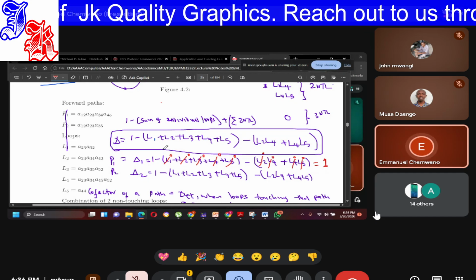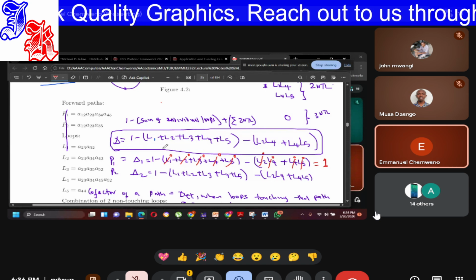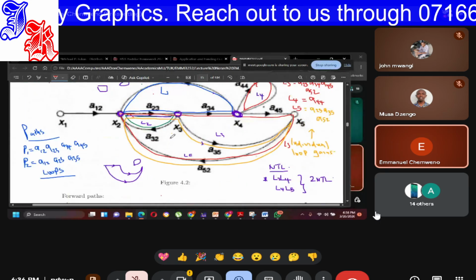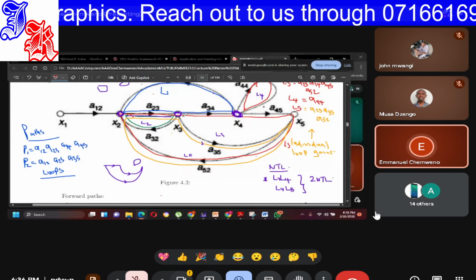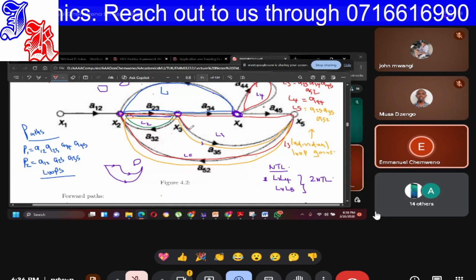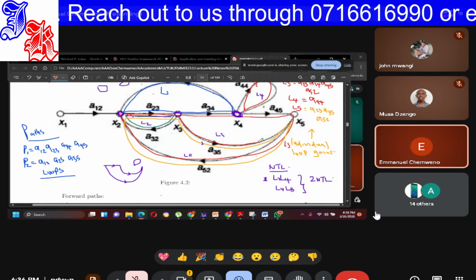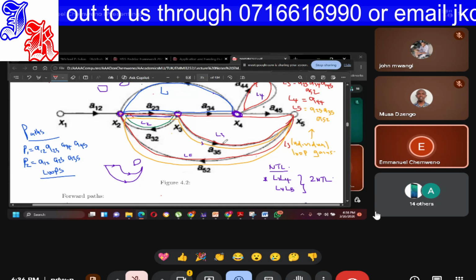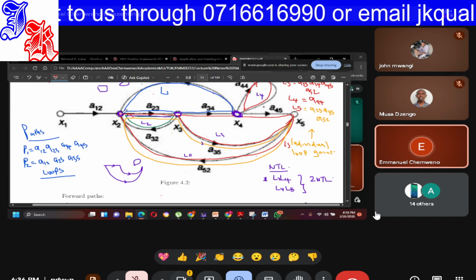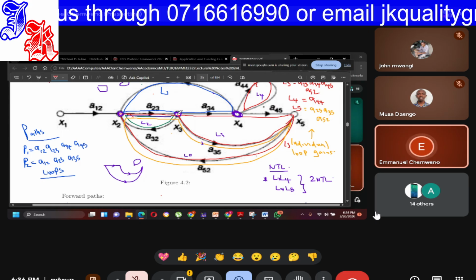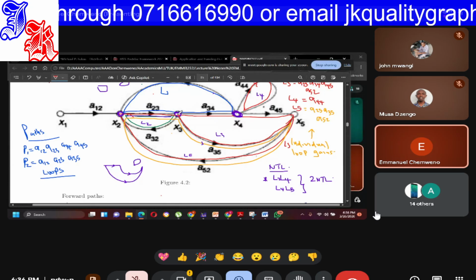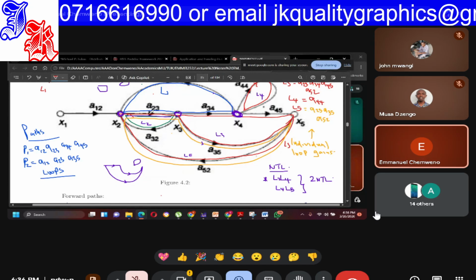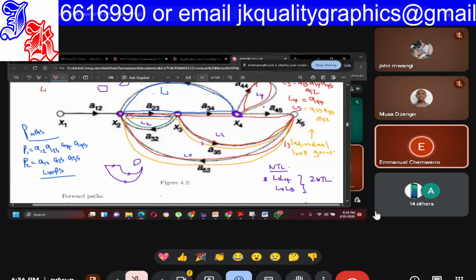Now let's look at path 2. Path 2 was this straight line, but from here we take this curve. Path 2 was coming up to here and then takes this curve. So let's look at loop 1. Loop 1 and path 2 share this node and this node. So loop 1 touches path 2. Loop 2 shares this node and this node with the path.